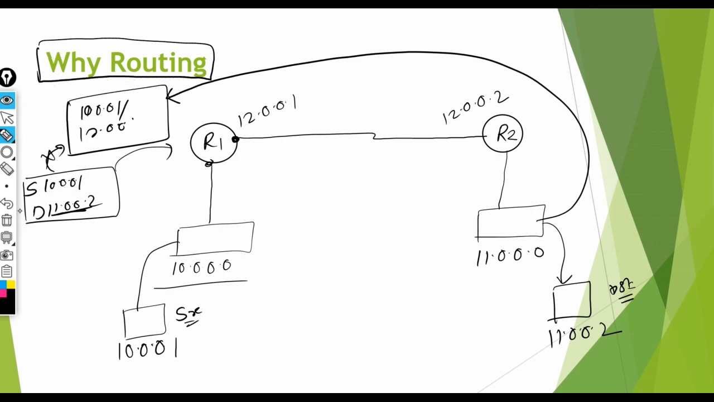Now see, you need to understand the concept. If you see here, for this router 1, this 11.0.0.0 is the indirectly connected network. So whenever you have an indirectly connected network, you need routing. See this now, read this.